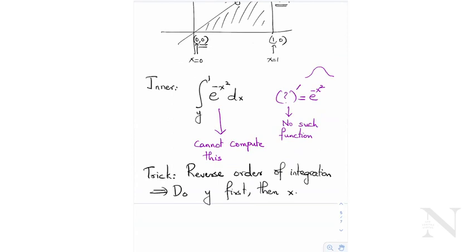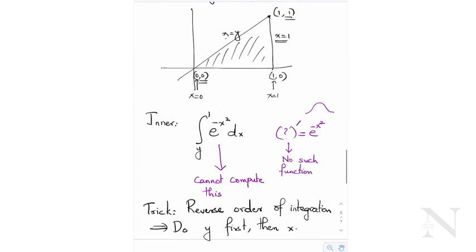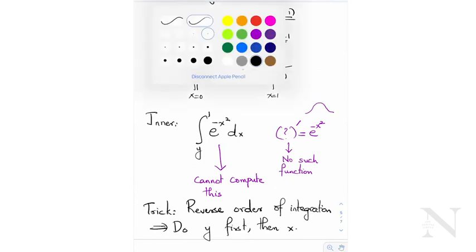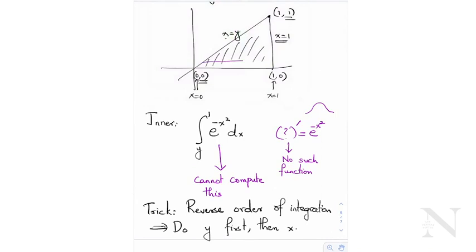Instead of doing x first and then y, you're going to do y first then x. Remember, you cannot change this picture. The picture is the same. The only thing you need to do is, instead of doing x first then y, which is what we initially are doing, because you're going from x equal to y to x equal to 1, the same triangle, we need to go from bottom to top.